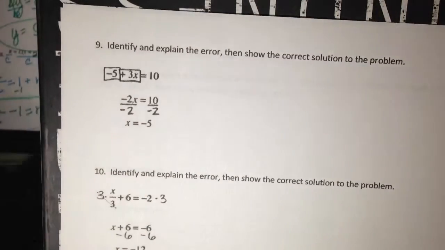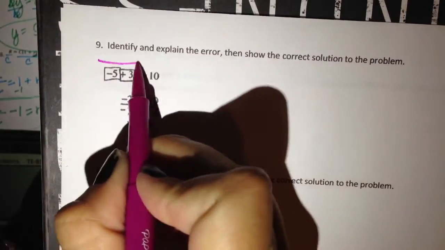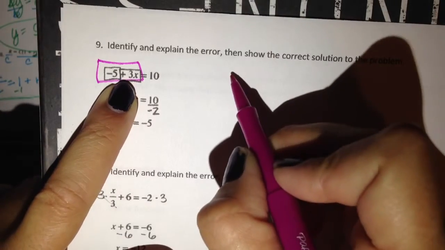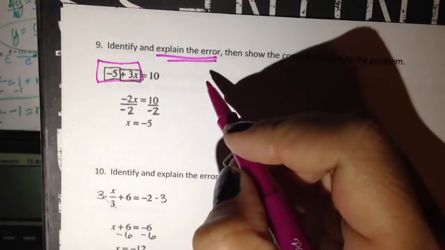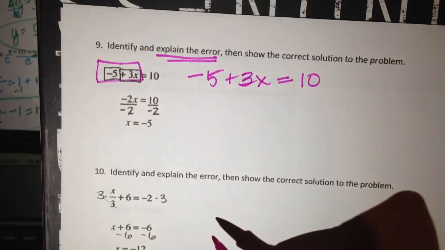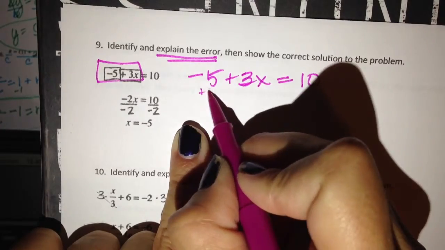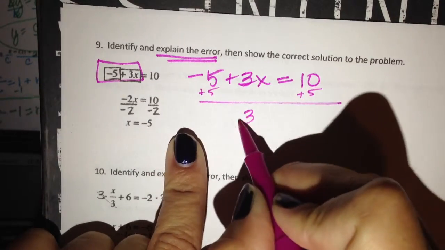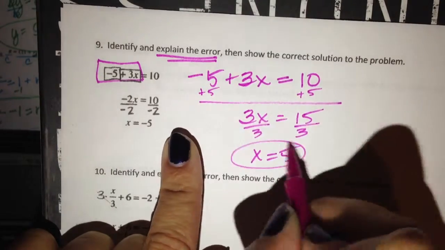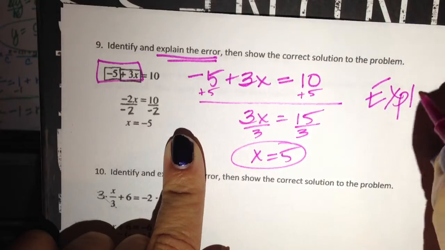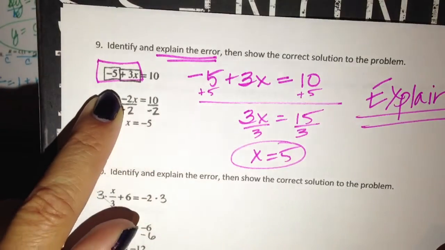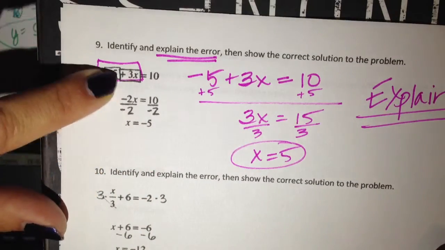What I see right off the bat is that things that are not like terms were combined. -5 and 3x are not like terms. So explaining your error, you need to make a comment about how -5 plus 3x cannot be combined because they are not like terms. The correct solution to this problem would be by adding 5 to both sides and finding that 3x equals 15, divided by 3, divided by 3, x is equal to 5. Again, you should have an explanation, and your explanation should include the idea that combining like terms was used in error.